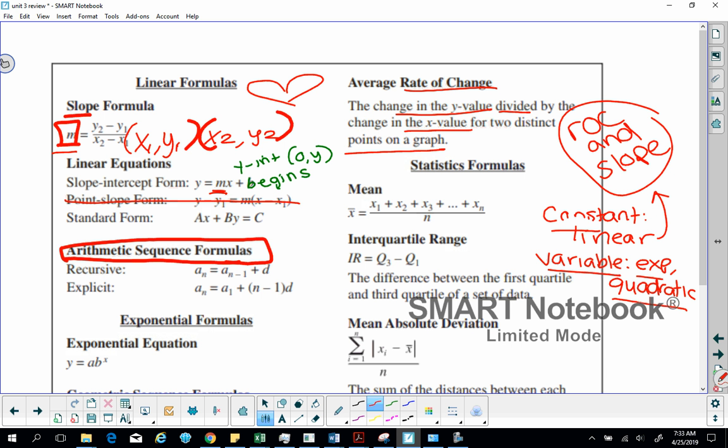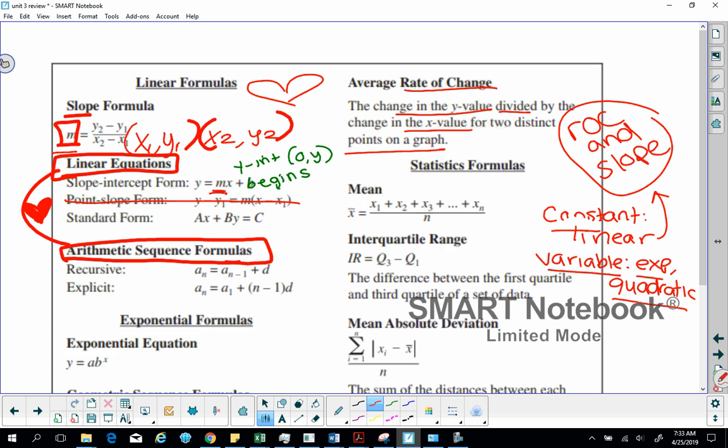Adding and subtracting, which is the same thing as linear. See how they're one on top of the other? That's why they're besties. They are the same thing. So linear arithmetic, if they ask you for arithmetic sequence, they're talking about a linear equation. That's why they're on top of one another, right there. Sequences just means it's a list of numbers.